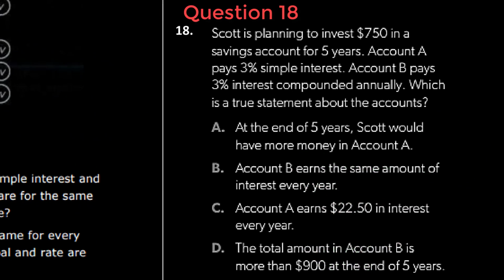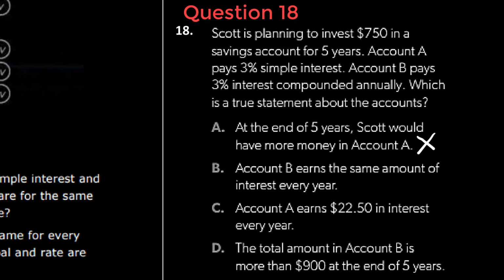Question number 18. Scott is planning to invest $750 in a savings account for 5 years. Account A pays 3% simple interest, account B pays 3% interest compounded annually. Which is a true statement about the accounts? As we see, account B gives compound interest, so we are expecting more return than the simple interest, because usually compound interest gives us more interest than simple interest. A says at the end of 5 years, Scott would have more money in account A, which is wrong, because account B should give us more money.